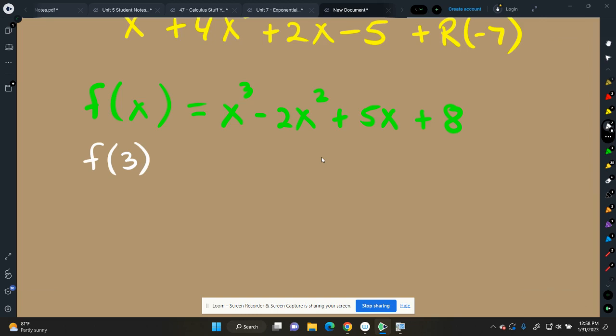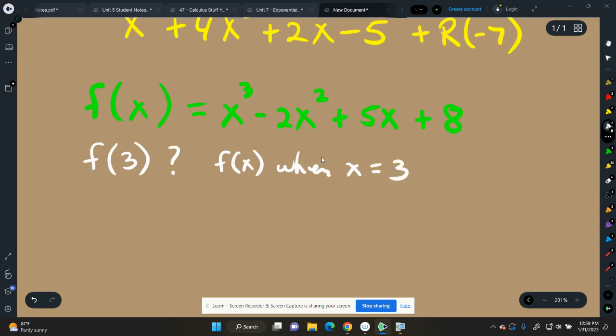What does that mean, f of 3? Okay, this means to figure out what is f of x when x equals 3. That's what that means. So in other words, figure out what this equals if x is 3. Does that make sense? How would you do that?